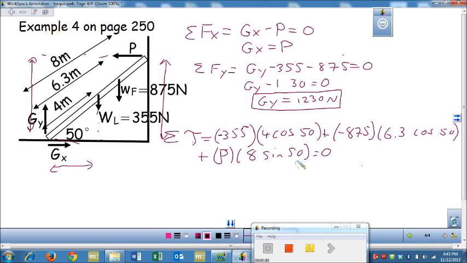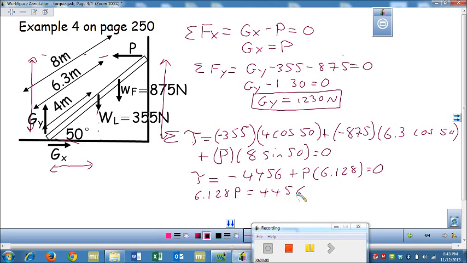Alright, if we take all these numbers and crunch them in our calculator, we end up with torque equals negative 4456 plus P times 6.128 equals 0, which means that 6.128 P equals 4456. We can divide both sides by 6.128. Those cancel, and we get that P equals 727 newtons. Now notice here, G sub x equals P. So that's also equal to G sub x.